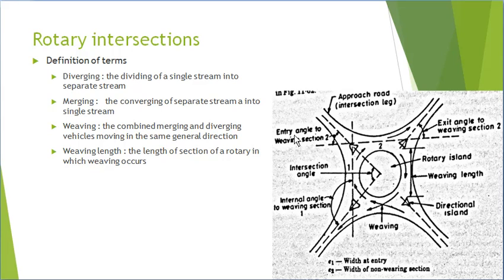Another definition is the entry angle. This will be the entry angle at the approach road, the angle between the approach road and a horizontal perpendicular. If we draw a perpendicular line, the entry angle is the angle between this approach road and the horizontal line, and this will be the exit angle between the exit road and the horizontal line. And this is the rotary island. This is the intersection angle at the middle of the rotary island between the approach road and the exit road. This is the weaving process. These are some of the basic definitions in rotary intersection.